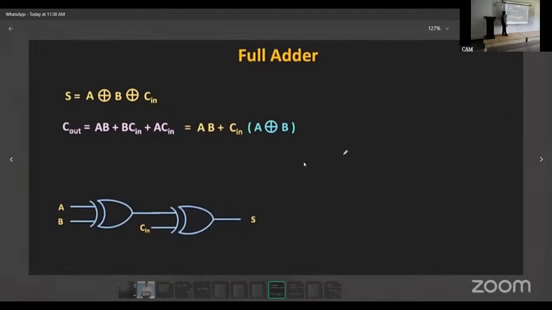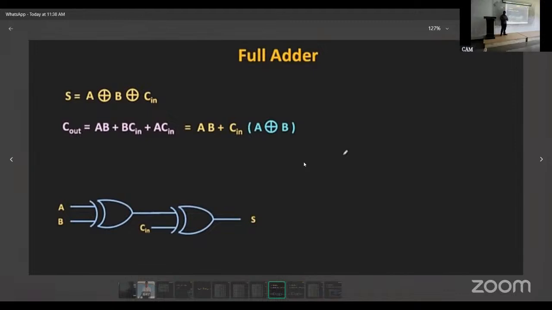Right, so the implementation is like this. The sum output is A exclusive OR B exclusive OR C in. See, A B exclusive OR, and then exclusive OR with C. So this is the sum output circuit diagram. Sum output: A exclusive OR of B exclusive OR of C in. The sum output circuit diagram is this.